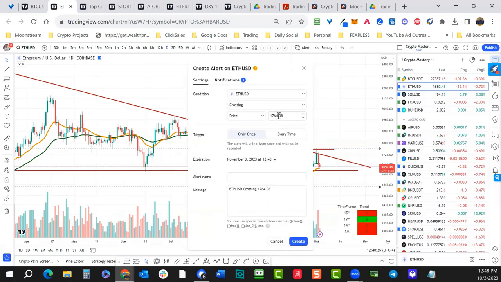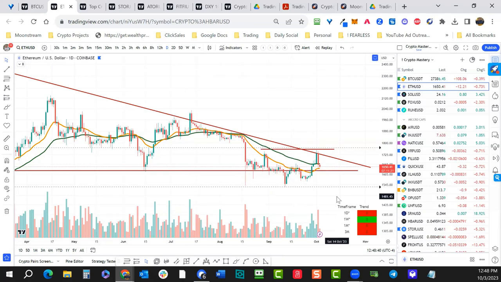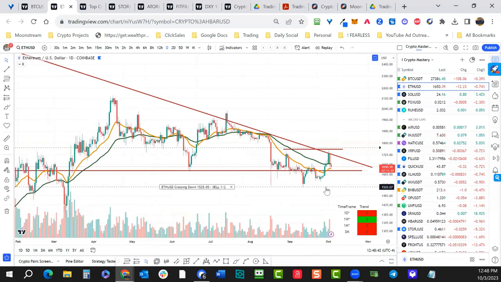So my alert here, I want to have an alert at 17, so call it 1770. That would sort of let me know that ETH is ready to possibly push higher. Put in my buy alert. Okay. So I'm going to wait on my alerts there. I also have an alert down below. If ETH gets down to 1525, that's a possible sell zone.